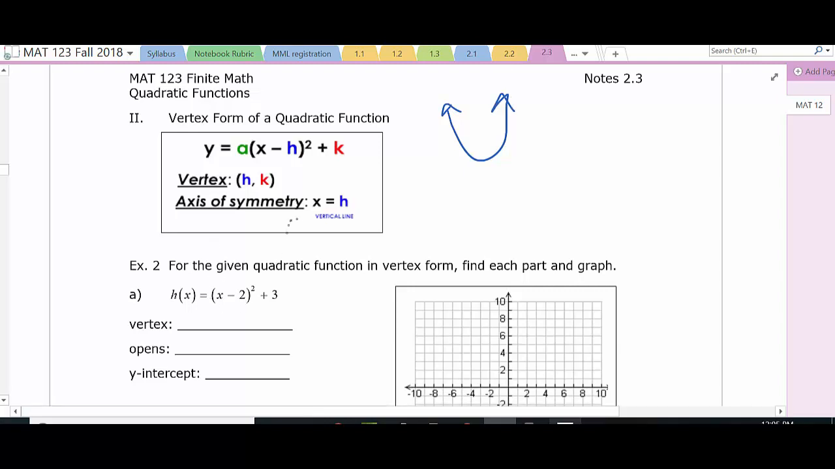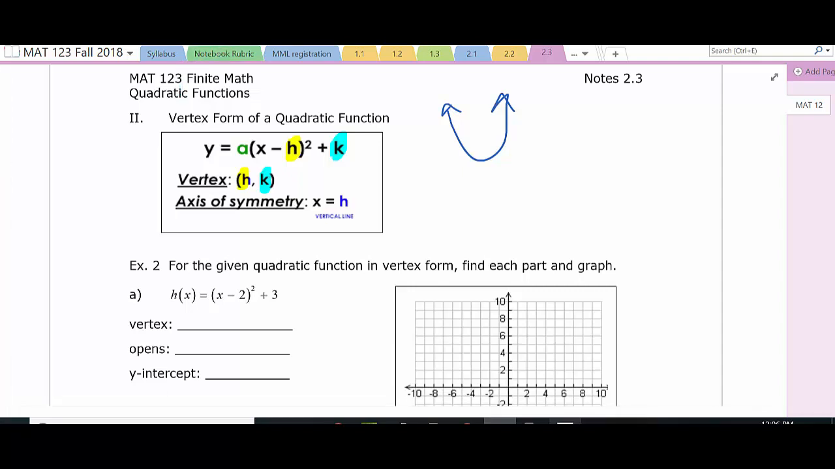So it turns out it's just kind of like this. Basically, this thing right here is going to be the x value of the vertex, and this thing right here is going to be the k value of the vertex. So when you see a problem like this example 2, you can automatically tell me what the vertex is without having to do any calculation whatsoever.